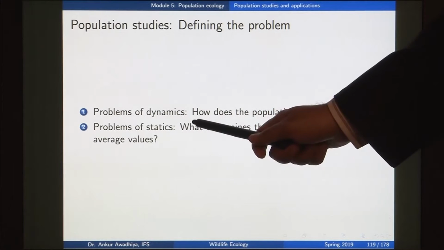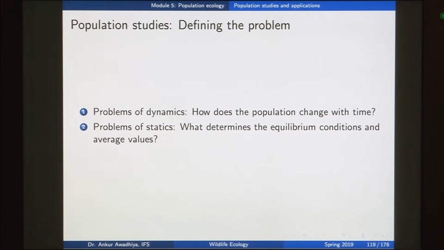One is known as the problems of dynamics. Problems of dynamics ask the question, how is a population changing with time. So, for instance, if we have a population of whales in an ocean, and these whales are reproducing, but at the same time there are poachers who are killing these whales for meat, and probably the population is reducing with time. So, if you are looking at anything that is changing with time, such as the population size in the case of these whales, we will call it a problem of dynamics, because it is dynamically changing, it is changing with time.